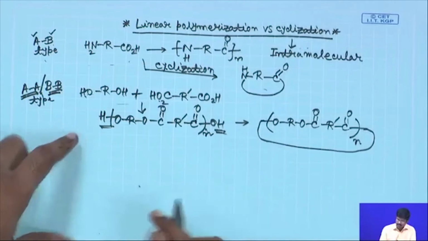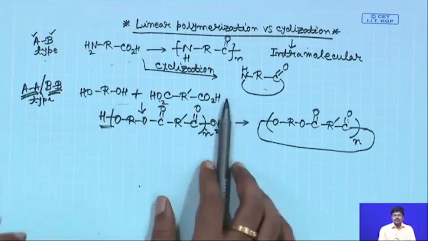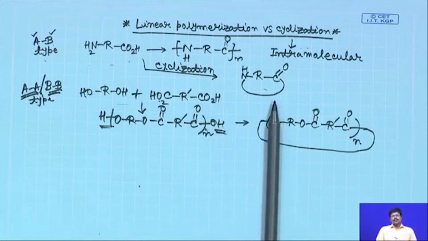So, there also it is detrimental. So, the question that needs to be asked is, how do we avoid this cyclization? In order to find an answer to this question, what we need to know is what are the factors that will favor cyclization of a linear polymerization, and what are the factors that we have to control in order to gain a preferential linear polymerization over cyclization.